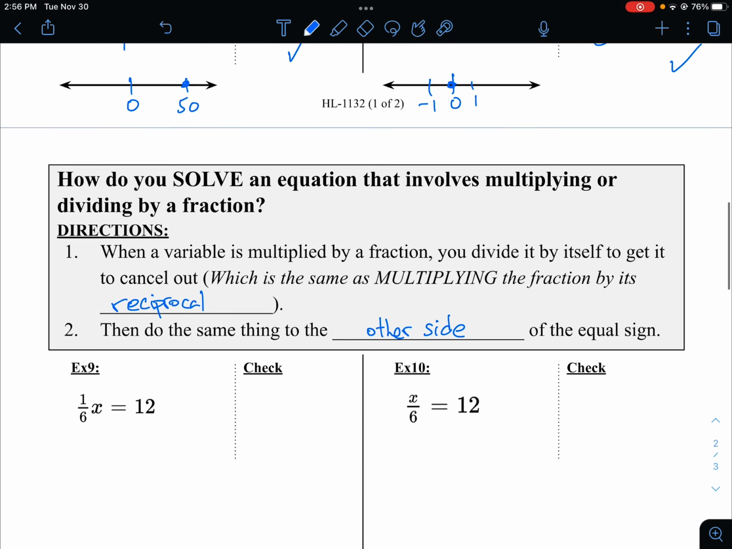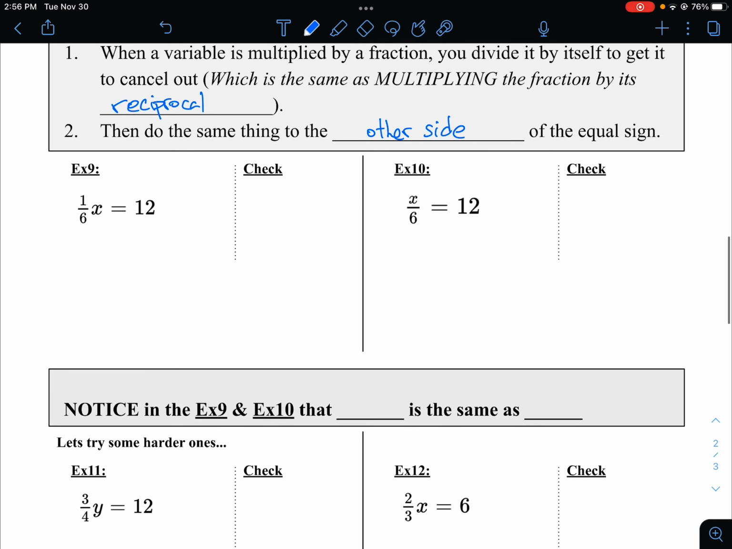Well, actually, let me do it over here. Don't write this down, but we have 1/6 times x equals 12. Now, rather than writing division like, oh, divide this by 1/6, which cancels out, and then you're dividing 12 by 1/6, which is kind of weird. Remember, dividing by a fraction involves this process. So 1/6 divided by 1/6.